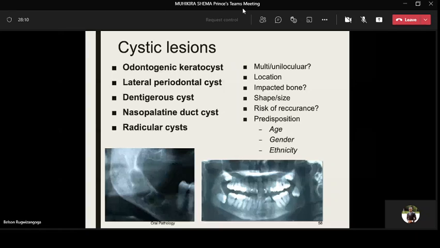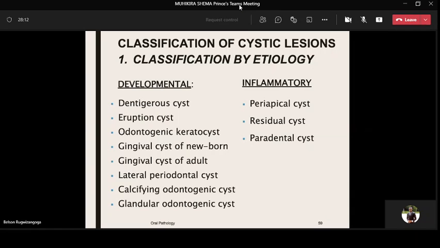So the classification of cystic lesions of the oral cavity. You can classify them according to etiology. That is one. In that case, you will say this cyst is inflammatory or is developmental. So what are the developmental cysts? We have the dentigerous cyst. Developmental meaning there has been a mistake in the embryogenesis and so on. Eruption cyst, odontogenic keratocyst, and so on. So inflammatory cysts: there are periapical cyst, residual cyst, periodontal cyst, and so on. So this is a classification by etiology.